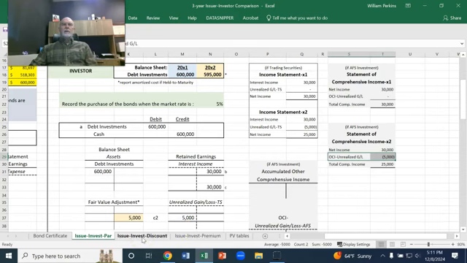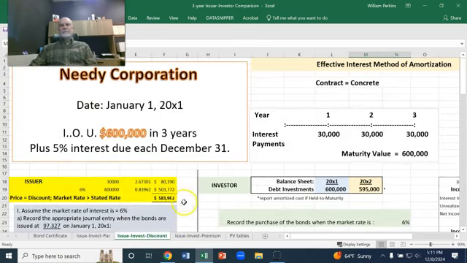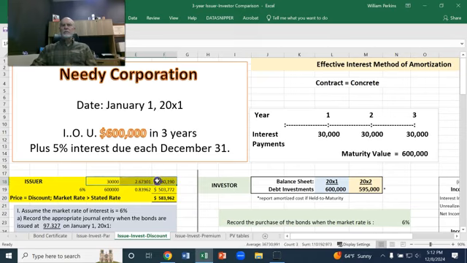Now let's look at a situation where the market rate of interest is higher than the stated rate. So when the market rate goes up, bond prices fall, and so the price of this bond would include a discount. The present value using that market rate of 6% would be a lower price than the face value, so it would have a discount.